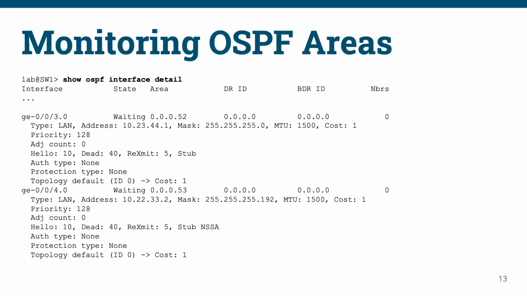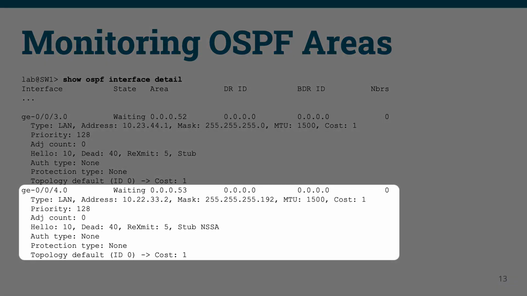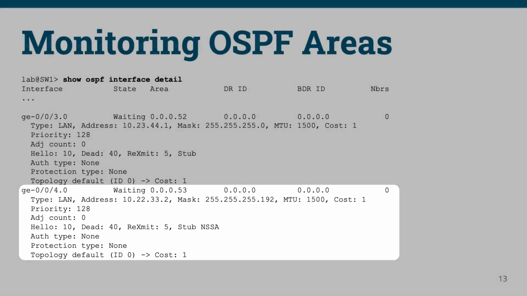Finally, we have GE004.0. This interface is a member of Area 53, which is configured as an NSSA. We see in the flag here that the area is shown to be a stub with the NSSA flag, and is how we can validate the intended configuration is taking effect.